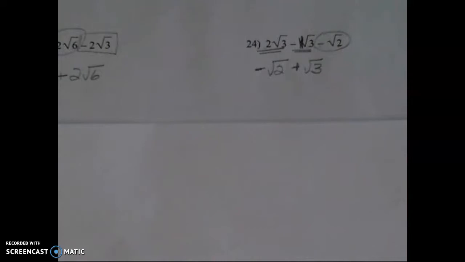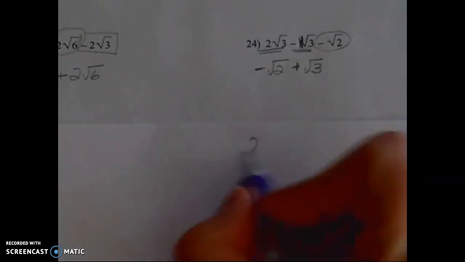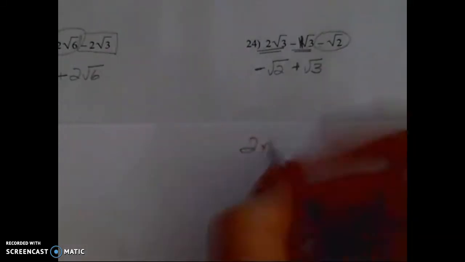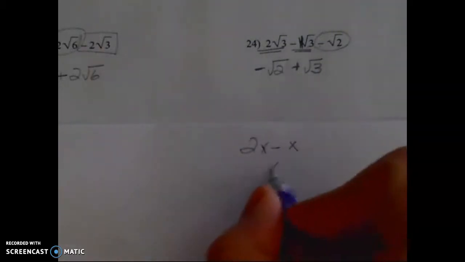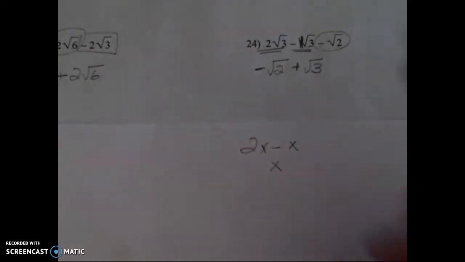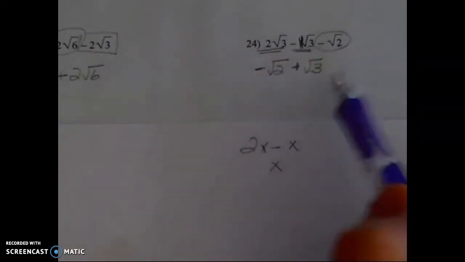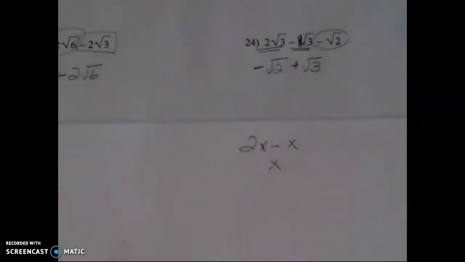You know, radicals sort of work like variables. If I had 2x minus 1x, you would tell me that the answer is x. Works the same way. 2 root 3 minus 1 root 3 is root 3. Same rules apply.